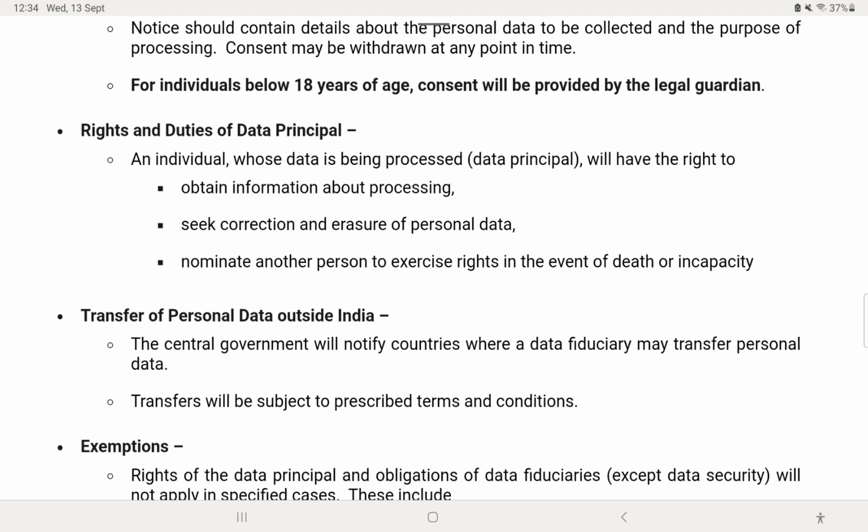The individuals whose data is being processed are called data principals. They can obtain information about processing, and seek correction and erasure of their personal data, which is also ensured here. They can also nominate some other person in case they are dead, or incapable of making decisions. At that time also they can nominate a person to represent them for the decision.